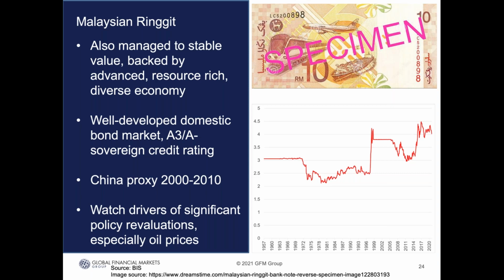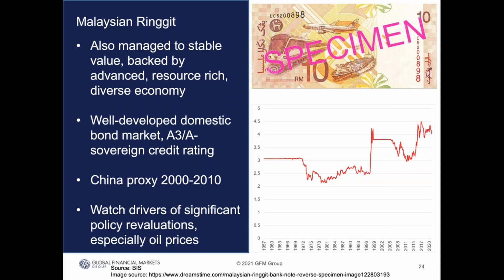There actually were traders I spoke to who viewed the Malaysian ringgit as a proxy for the renminbi from 2000 to 2010. But after 2010, that clearly was no longer the case. We always used to think of the ringgit as kind of being a three handle, somewhere between 3 and 3.5. Now we think of it as having a four handle.